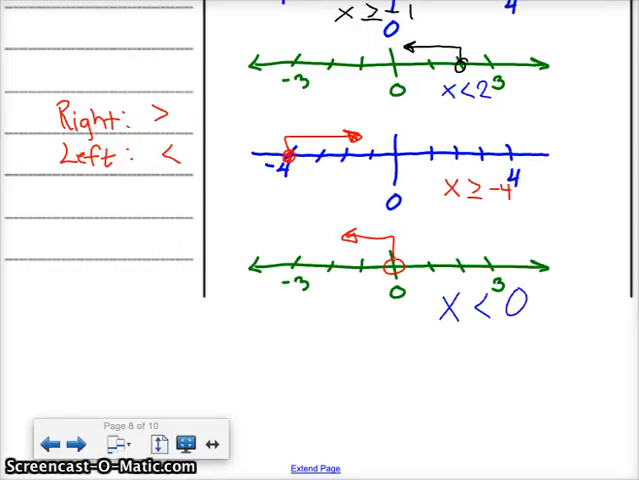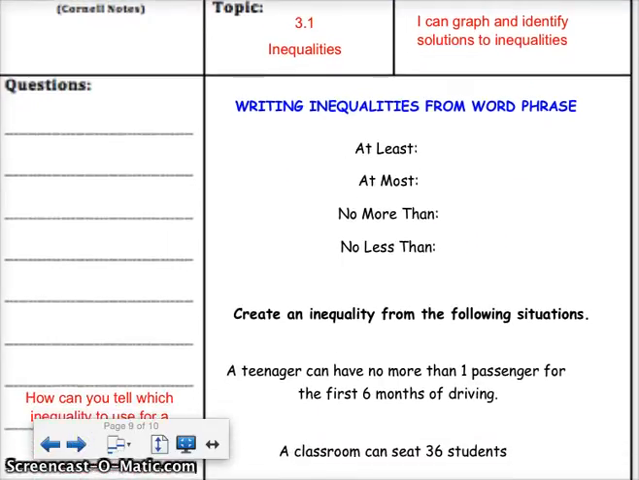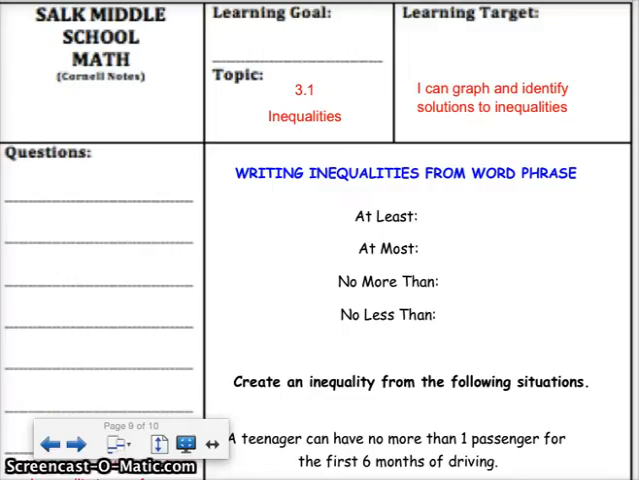Last thing is word phrases. Oh, we don't have a whole packet. Oh, well then I guess we're done. We'll do that part tomorrow.